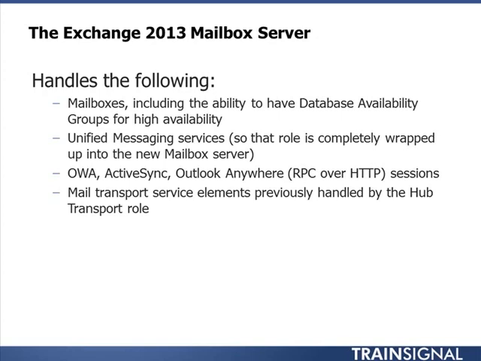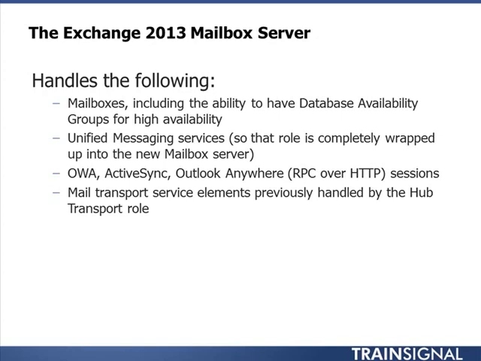Then there are mail transport service elements that were previously handled by the hub transport role that now are handled by the mailbox server. So some of those elements were split so that the client access server handles some of them and the mailbox server handles the other pieces of it. So the mailbox server itself handles the hub transport service that's used for mail routing within the organization. And what it does is it provides connectivity between the hub transport service and the front-end transport service, which is handled by the client access server.